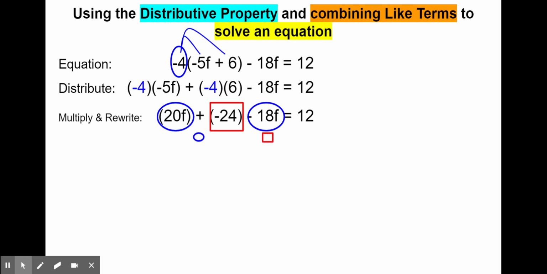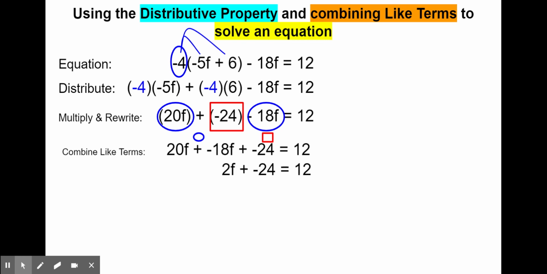Now I can rewrite my equation and I can separate these out. So I have my 20f plus my -18f plus my -24 equal to 12. I just rewrote my equation to get organized. And here I can start combining my like terms. My 20f plus -18f is going to give me my 2f. I just bring everything else down. That -24 equals 12. And now I have my two-step equation.